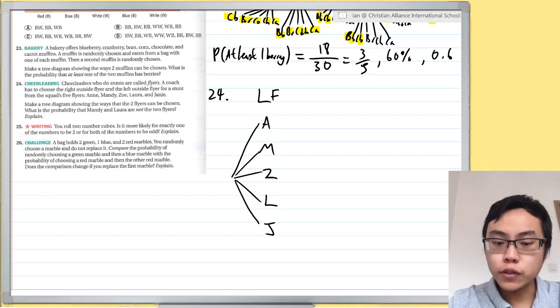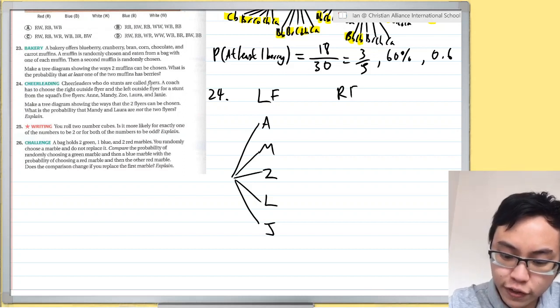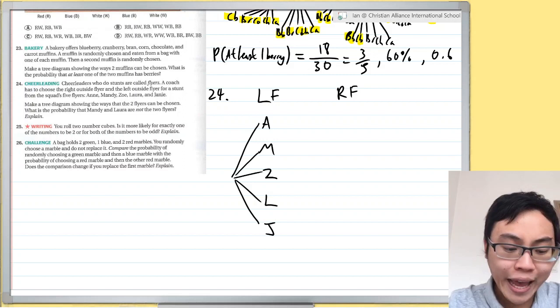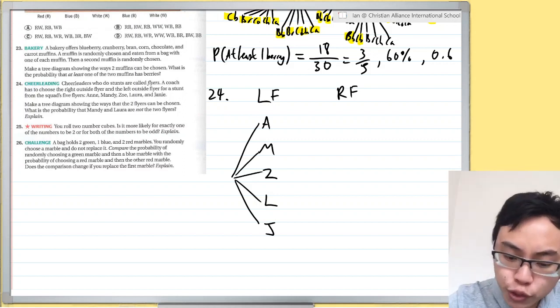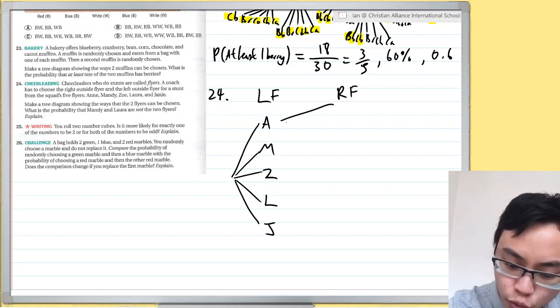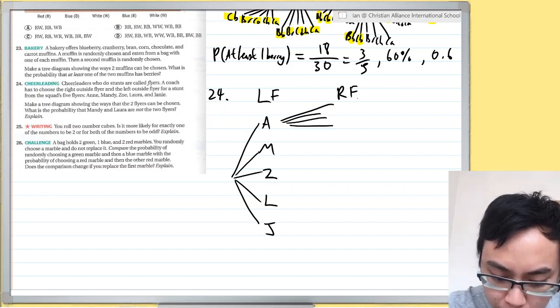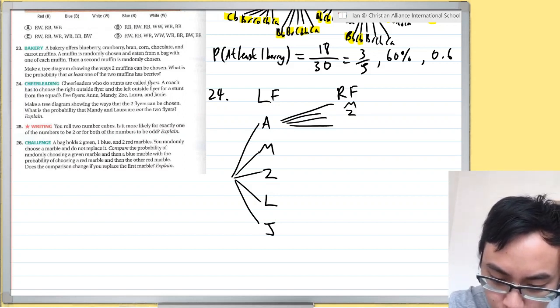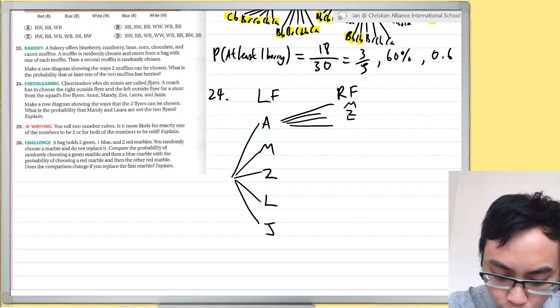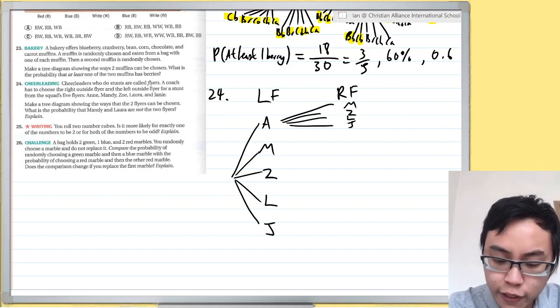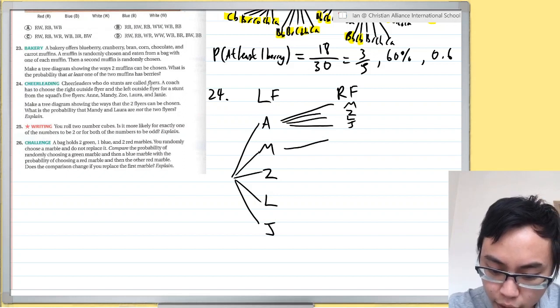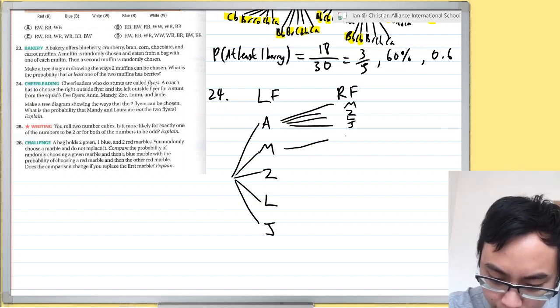And then for the right flyer, if the coach chose Anne the first time, she cannot be both the left flyer and the right flyer at the same time, which means that there's only 4 possibilities left. So 1, 2, 3, and 4. It can be Mandy, it can be Zoe, it can be Laura, or it can be Janie. Janie. Interesting name. And then if Mandy was chosen the first time, then Anne can be chosen the second time. We can have Zoe, we can have Laura and Janie.